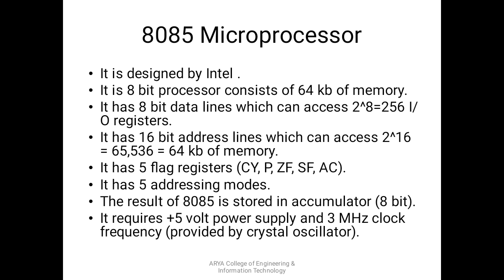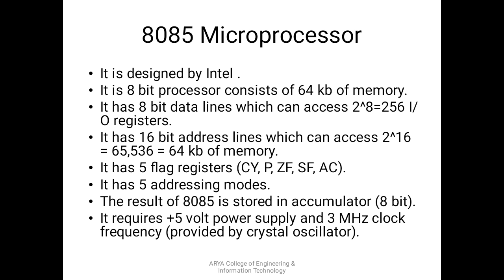There are 5 flag registers in 8085, which are carry flag, parity flag, zero flag, sign flag, and auxiliary carry flag. As well as it has 5 addressing modes, which are immediate addressing mode, register addressing mode, direct addressing mode, implied addressing mode, and register indirect addressing mode.